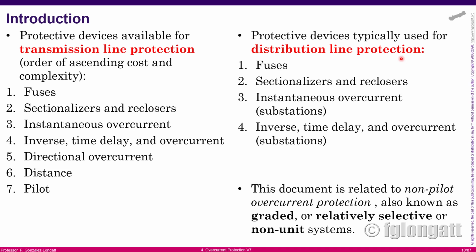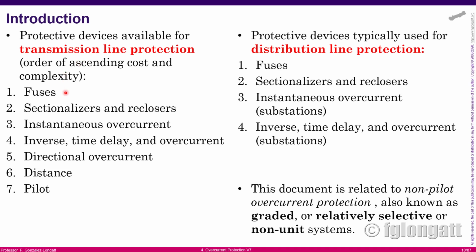In distribution systems, we have several devices that we can use for protection. The classic ones: the fuse, the sectionalizer and reclosers, instantaneous overcurrent, typically installed at the distribution substation, and also inverse time delay overcurrent relays installed at the substation. On the other side of the equation, we have transmission line protection. Overcurrent is not typically the unique function used for transmission lines. However, that is a possibility.